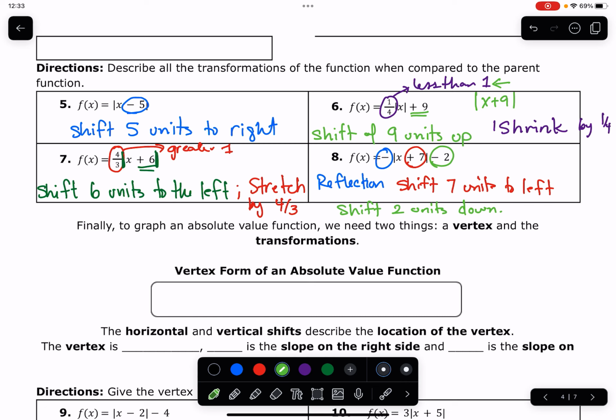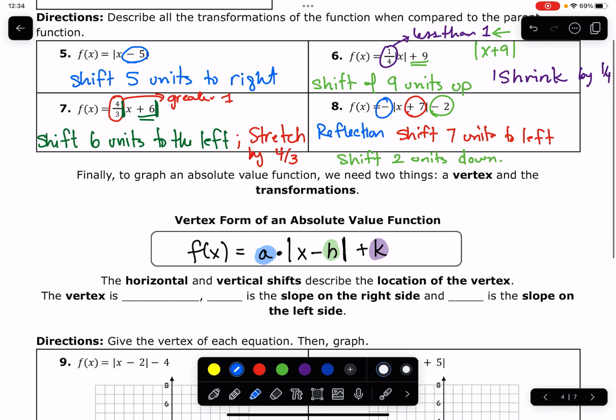Now, finally, to graph an absolute value function, we need two things. We need to figure out the vertex and the transformations. So the vertex form of the absolute value function is a times the absolute value of x minus h, which is your horizontal shift, plus k, which is your vertical shift. And this a is your dilation.